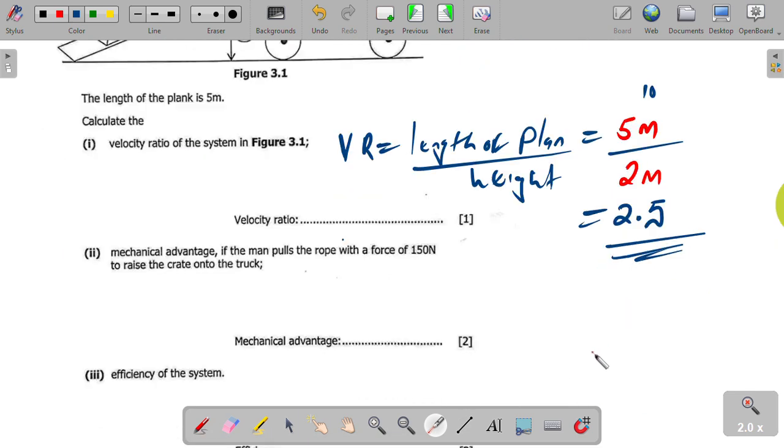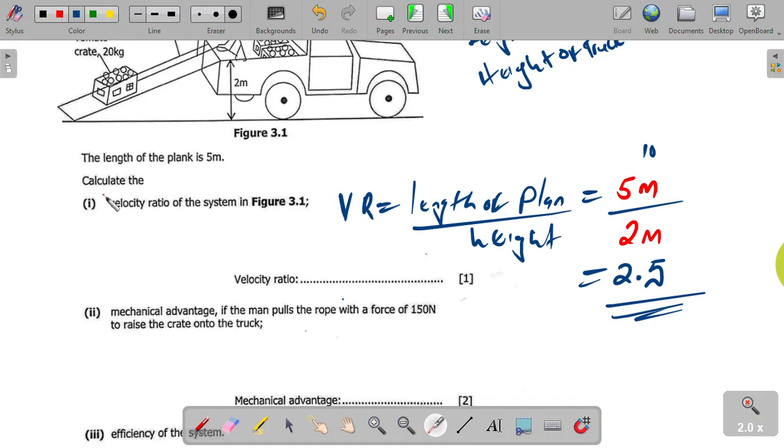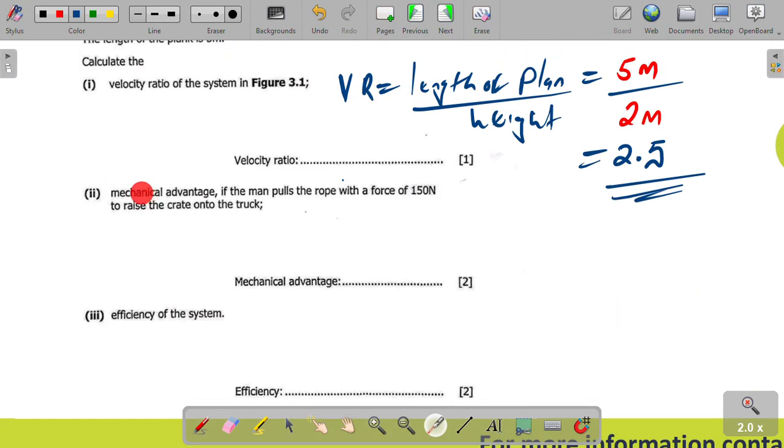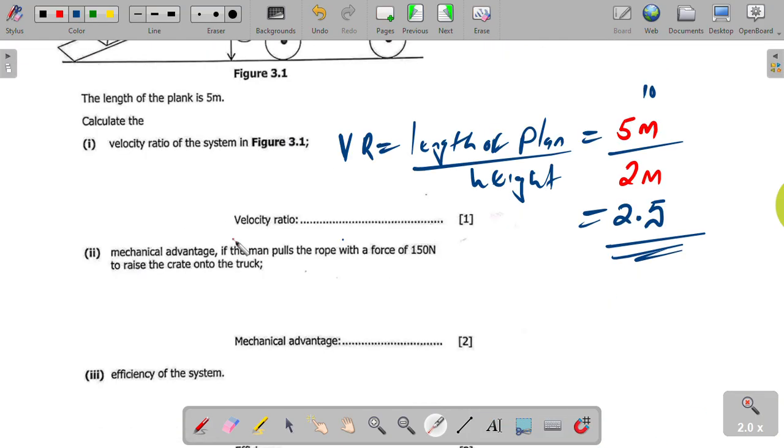Okay, we continue. So here you have your 1 mark. Question 2 of B, mechanical advantage. So we are calculating mechanical advantage if the man pulls the rope with a force of 150 newtons to raise the crate onto the track. So the man decides to pull this crate with a force of 150. What is the mechanical advantage?